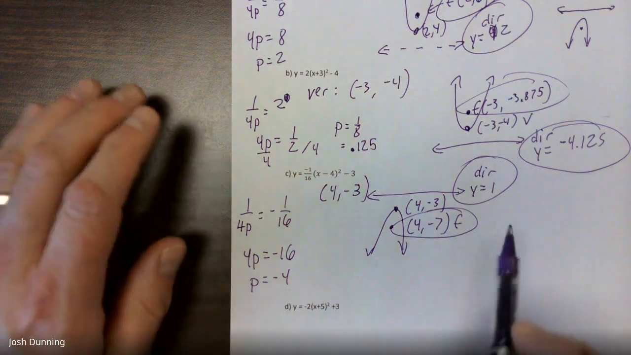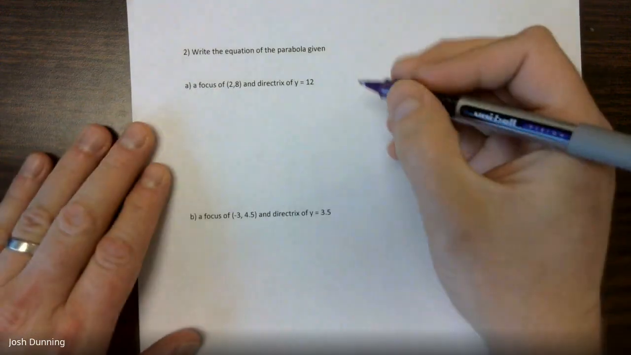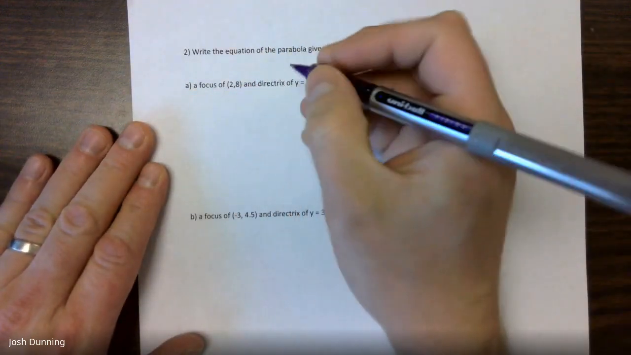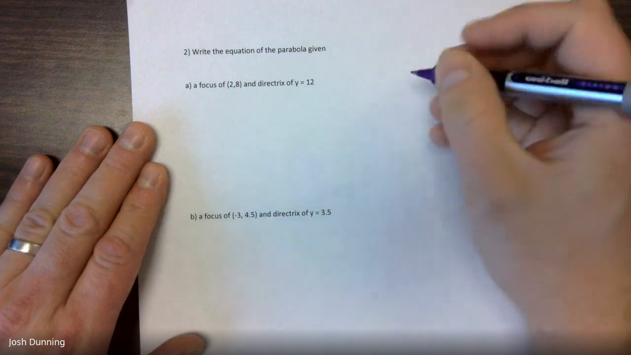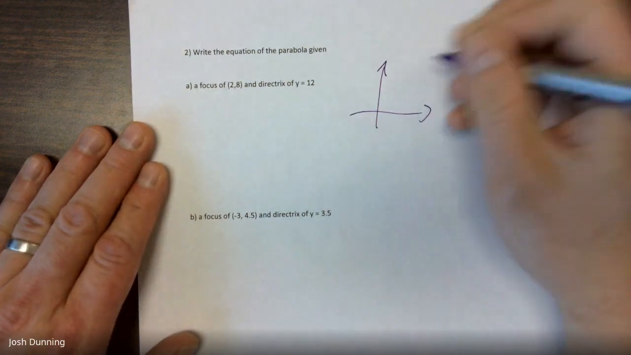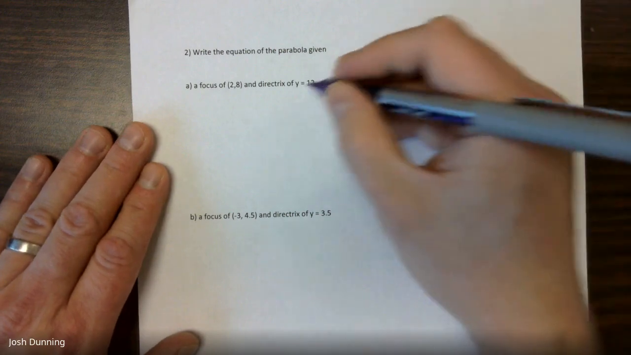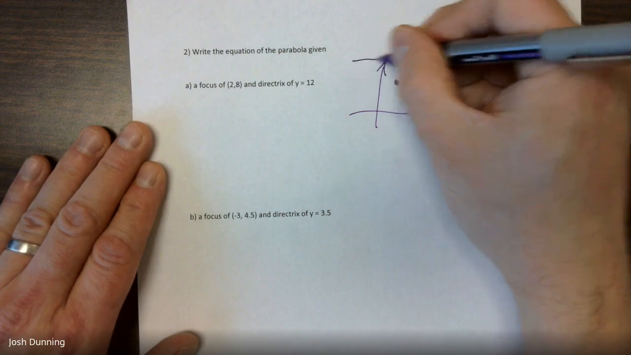Now that's what you do if you're given the parabola, the formula. If it's the other way around, it's actually a little bit easier. You just draw a little sketch here. So focus of 2, 8. 2, 8 somewhere right in there. Directrix of y equals 12.